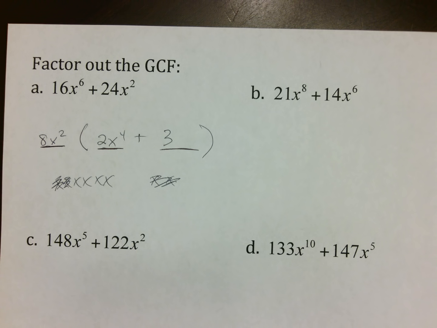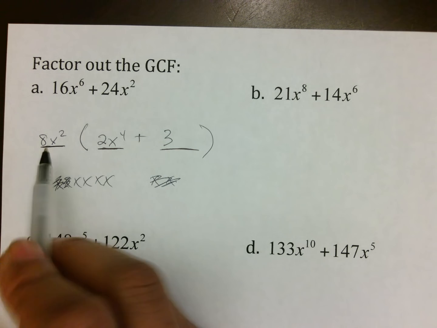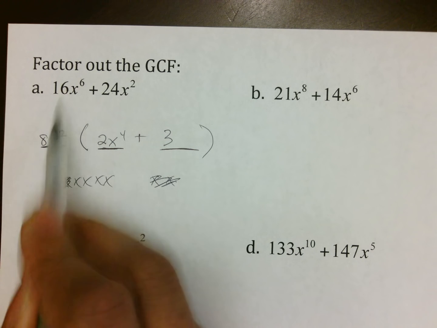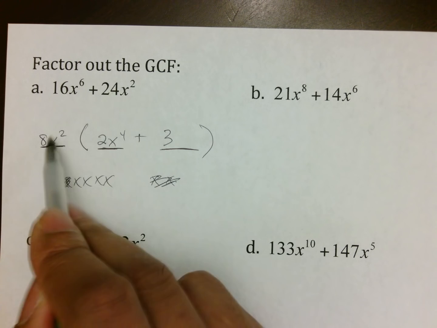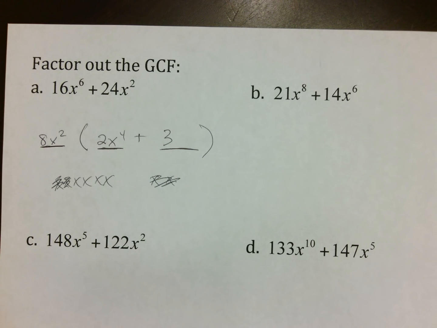The good thing about factoring out the GCF is you can use the distributive property to check it. 8 times 2 is 16. 2 x's and 4 x's make 6. 8 times 3 is 24. 2 x's all together there finishes it off.